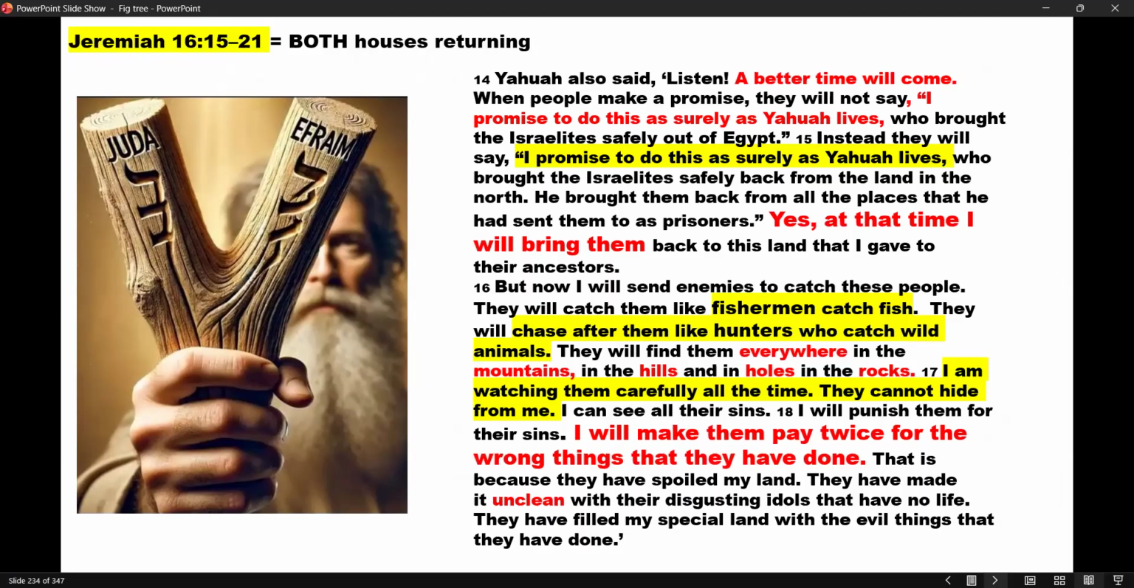Now, see, so he's saying, I will bring them back, not somebody else, right? He's going to do this. The Father's going to make this happen through Hamashiach. But now I will send enemies to catch these people. They will catch them like fishermen catch fish. They will chase after them like hunters who catch wild animals. They will find them everywhere in the mountains, in the hills, and in the holes and in the rocks. And so we can look for this in the future as well.